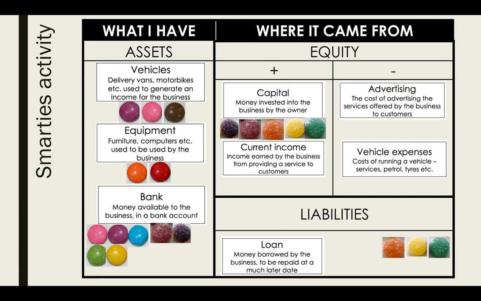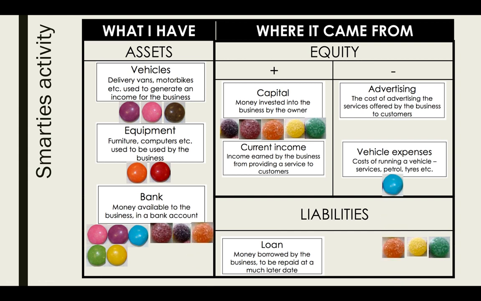Number 4, paid 1 sweet for petrol. In this case, what's going to happen is your bank is going to get smaller and your vehicle expenses are going to decrease your equity. So now you need to think quite carefully. Do you remember that to decrease bank, we used a Jelly Tot? So that means we are going to want to put another Jelly Tot in bank to show that it's getting smaller. Similarly, we want to show that equity is decreasing because of this expense. So therefore, instead of using Jelly Tots, we will use a Smartie to show this.